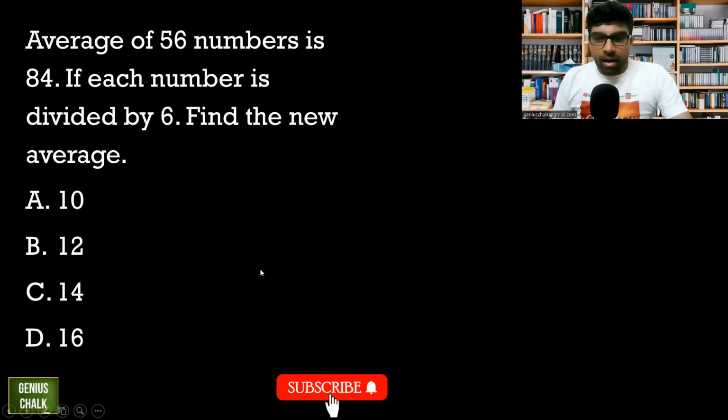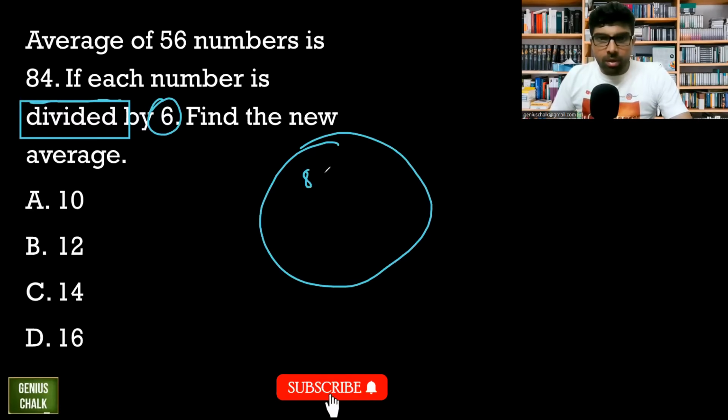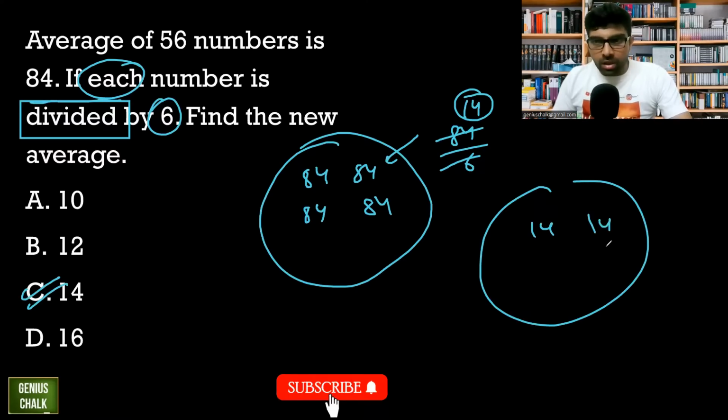Next one, average of 56 numbers is 84. If each number is divided by 6, now I'm coming on to division. That means there are 56 numbers. Everybody was having 84. So I'm saying each number is divided by 6. That means 84 is actually divided by 6. So what will everybody get now? They will get 14. 6 1s are 6, 6 4s are 24. Everybody will be having now 14 as the new average. So this is going to be my answer, option C.